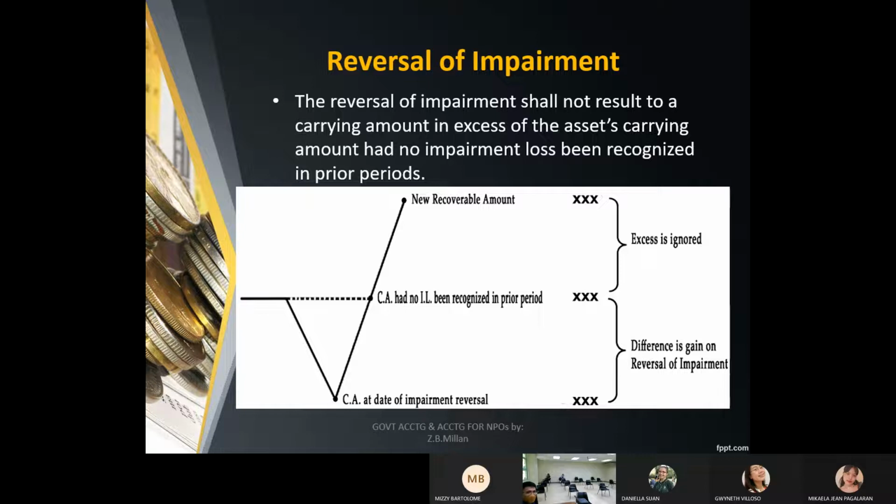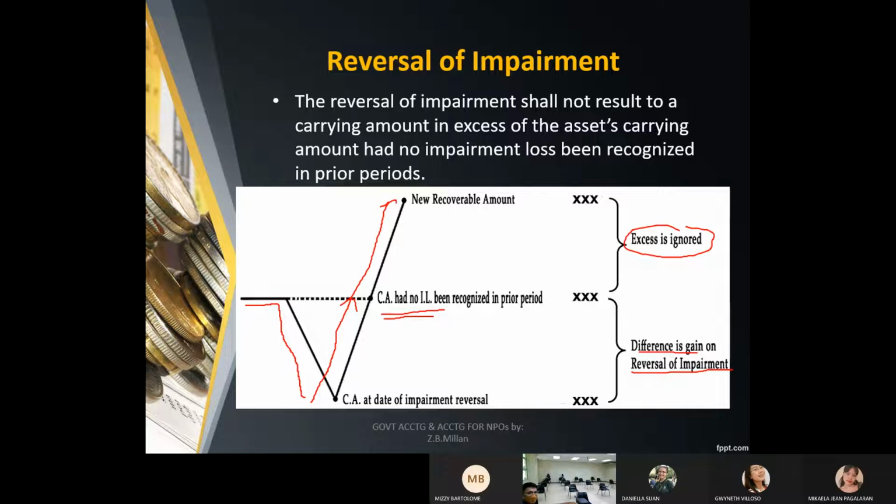Reversal of impairment, ito alam mo na rin, no? Shall not result to a carrying amount in excess of the asset's carrying amount had no impairment loss been recognized in prior periods. So for example, ito yung carrying amount, had no impairment loss been recognized. Then ayun nga, nagkaroon ng impairment, tapos nag-reverse. Okay. Hanggang dito lang yung pwede mong i-recognize. No? Difference is gain on reversal of impairment.